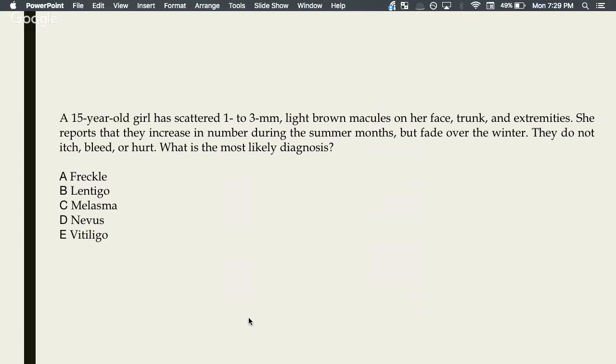So now skin conditions. Okay, so she's 15. This scattered light brown everywhere. Increases in summer, fades over winter, doesn't itch, bleed, or hurt. Most likely diagnosis would be a freckle.